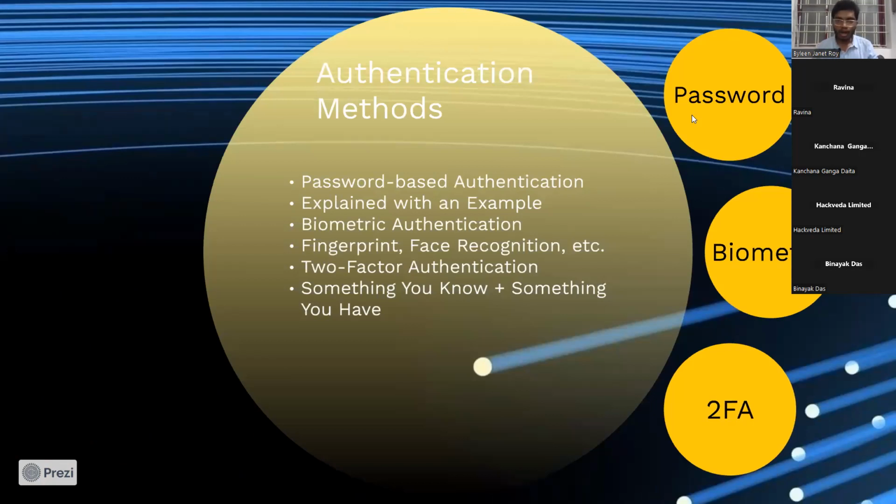And the authentication methods. The authentication methods can be based on the password, or given by biometric authentication, such as fingerprint or face recognition, which together are known as biometric, right? And two-factor authentication, as I said earlier in the previous slide, is also an authentication method: something you know and something you have. I'll let you know about something you know and something you have in the further slides.